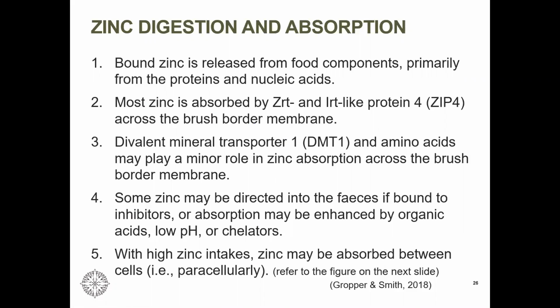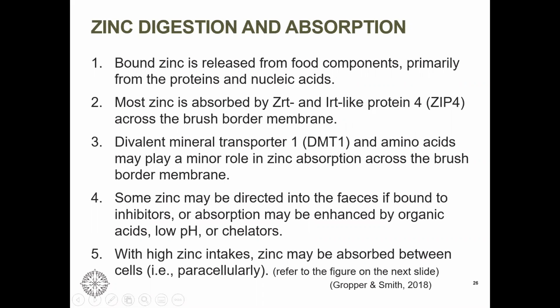Coming to zinc digestion and absorption. The first thing is now easy; I'm not going to repeat that again. At the brush border, we have ZRT and IRT-like protein. We call them ZIP4, so remember that for your exam, that zinc is absorbed at the brush border by specialized transporters called ZRT and IRT. But the divalent mineral transporter can also absorb it. That's why zinc may compete with iron, manganese, and other nutrients.